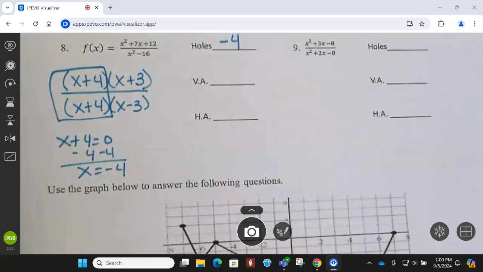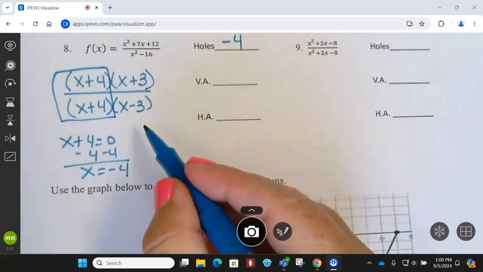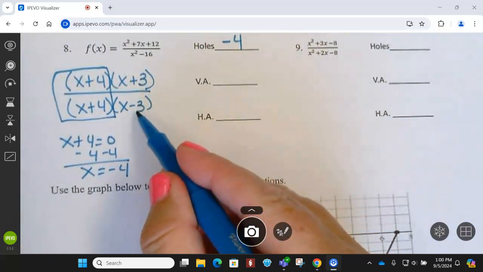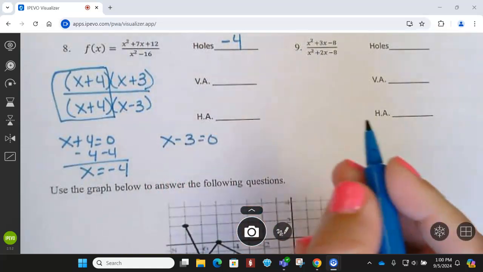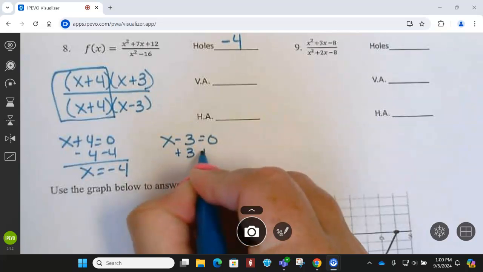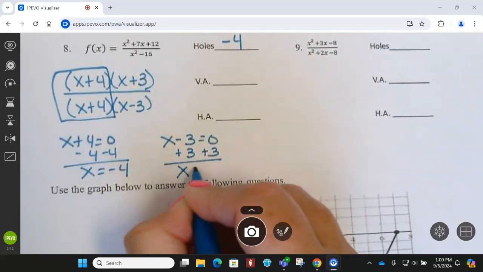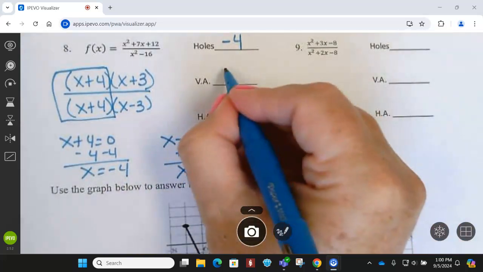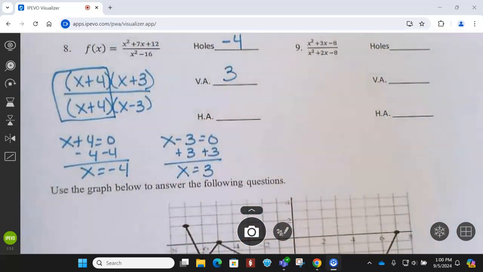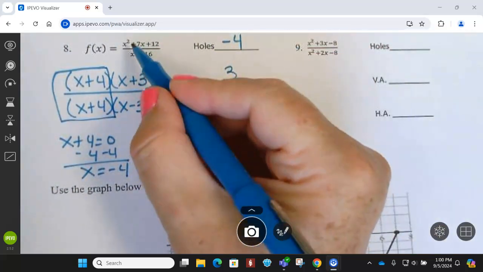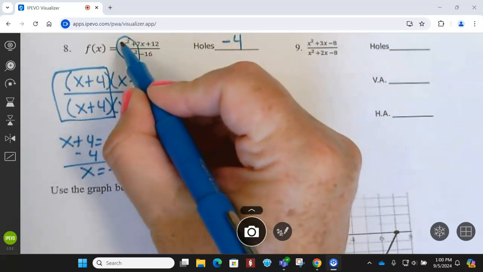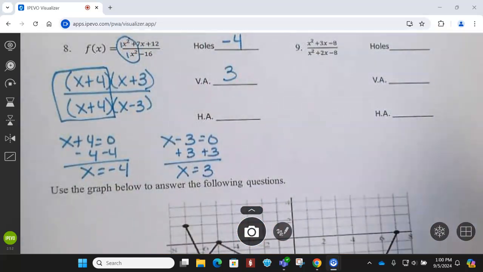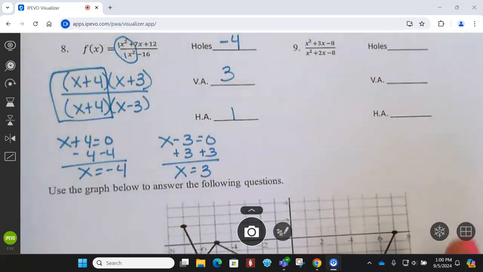Okay. Vertical asymptote is whatever is left over on the bottom. So we take x minus 3, set that equal to 0. Add 3, add 3. So x equals 3. Horizontal asymptote. So remember, we're going to go back to the original. The degrees match here. So understood 1 on top and bottom. So my horizontal asymptote is at 1.